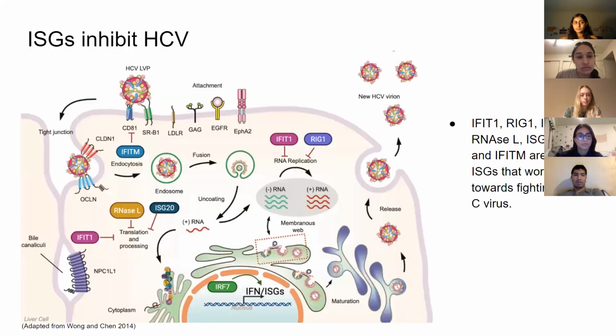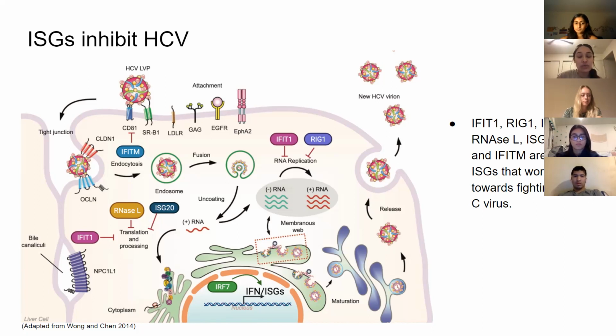Next slide. So as Daniel said, interferon therapy ensures the production of these ISGs to help fight HCV. A couple of these ISGs are RIG1, which activates the RLR pathway and inhibits HCV replication. There's also RNase L, which cleaves HCV mRNA and stops the translation of viral proteins. ISG20 inhibits HCV replication through 3' to 5' exonuclease activity.